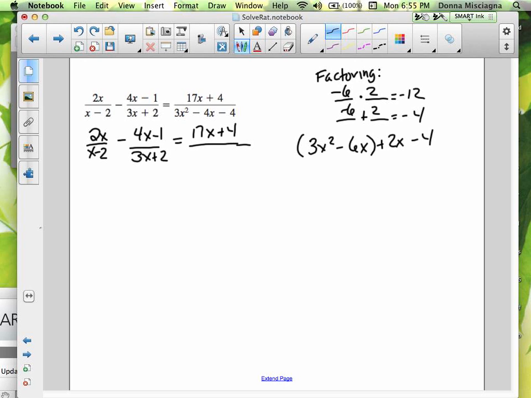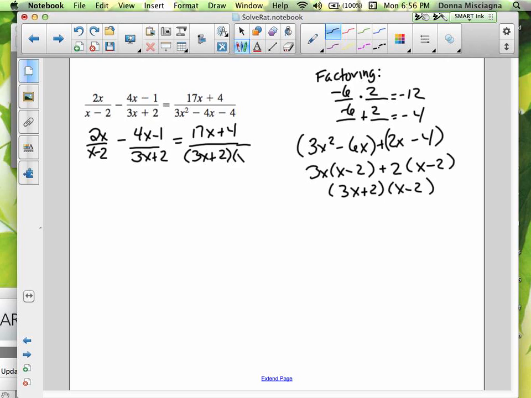And the first two are a group, the second two are a group. We'll pull out the 3x, we're left with an x minus 2. We'll pull out the 2, and we're left with an x minus 2. And so our two factors are 3x plus 2 and x minus 2. Okay, so we're going to rewrite that as 3x plus 2 and x minus 2.